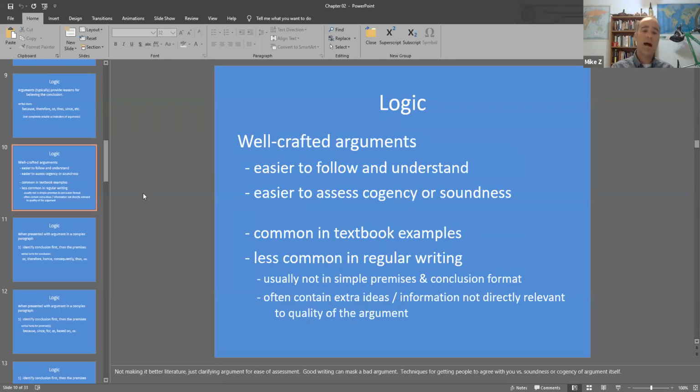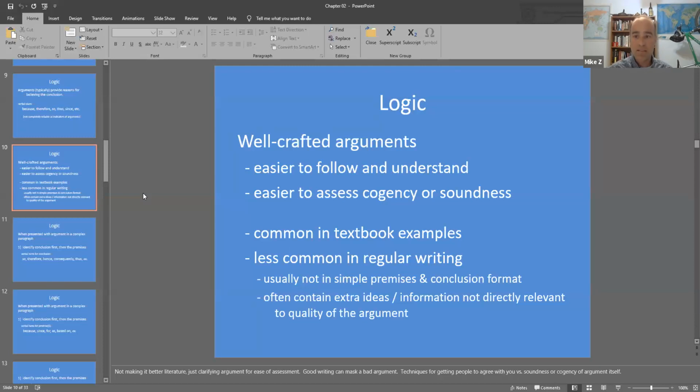Okay, so I've said this a little bit already, but a well-crafted argument is one that is easy to follow and understand. And we can assess how good of an argument this is. If it's a deductive argument, is it deductively sound? If it's an inductive argument, is it cogent?